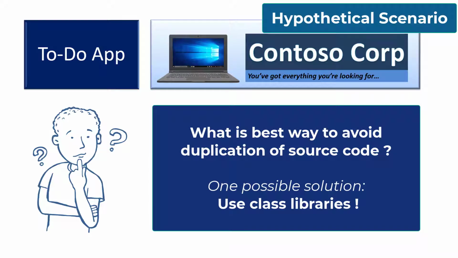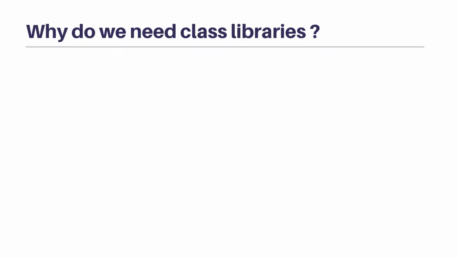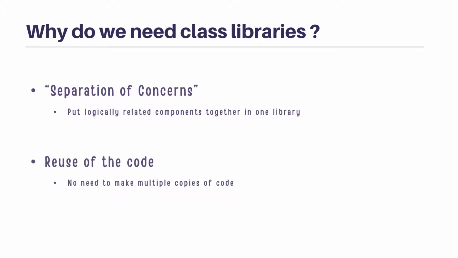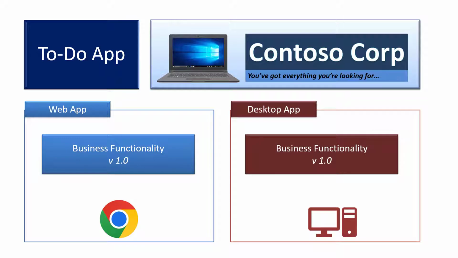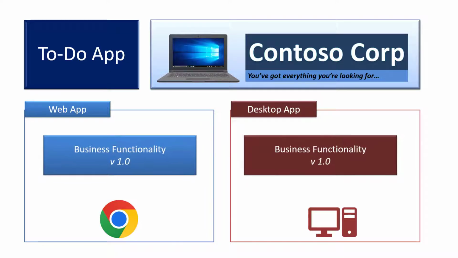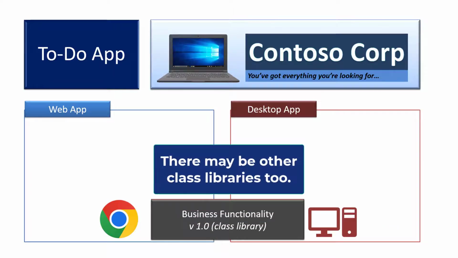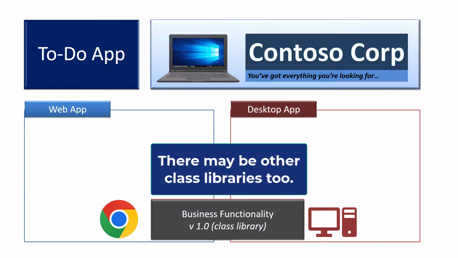The reason why we should use a class library is to enable the separation of concerns by putting logically related code in a single library, and to enable the reuse of the source code. For example, in the previous scenario that we have discussed, the Contoso Corp ToDo application can have a class library which interacts with the database and saves the tasks to the database. And they can also have some other library for sending notifications and reminders to the end users.